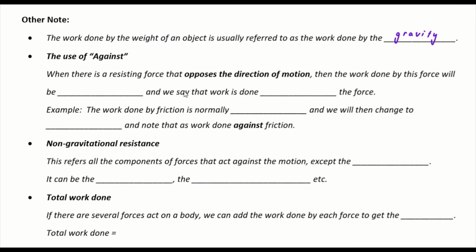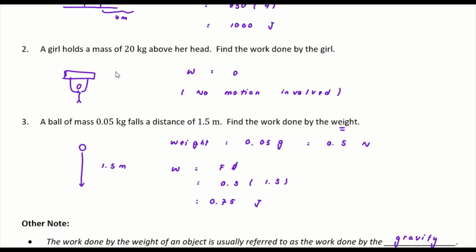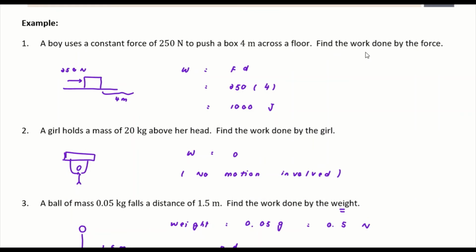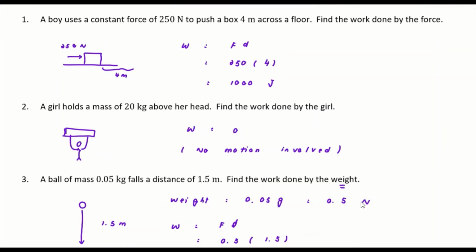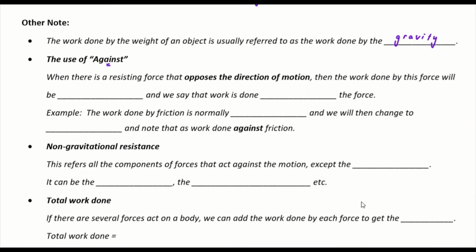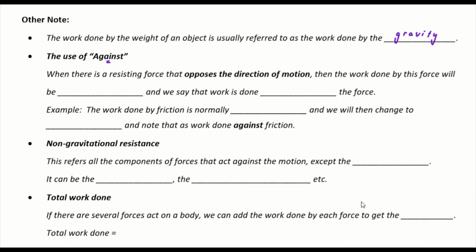Okay. The second thing is that in a question later you will see the word against. When you look at questions 1, 2, 3, you realize that they mention the question in a form where it's work done by the force, work done by the girl, work done by the weight. So it's always work done by something, which means these are the work that actually cause the motion to happen.